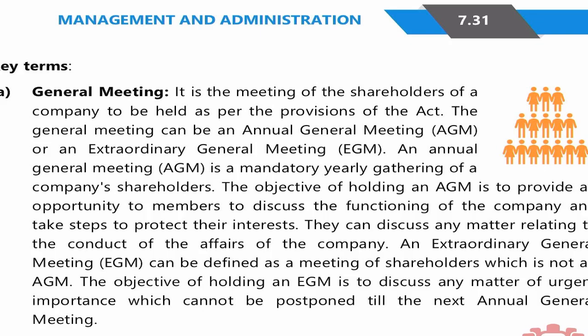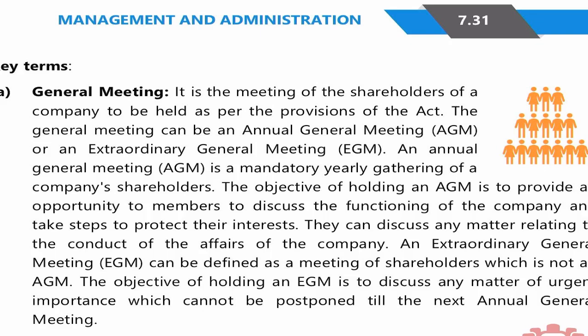An annual general meeting is a mandatory yearly gathering of a company's shareholders. The objective of holding an AGM is to provide an opportunity to members to discuss the functioning of the company and to take steps to protect their interests. They can discuss any matter relating to the conduct of the affairs of the company.